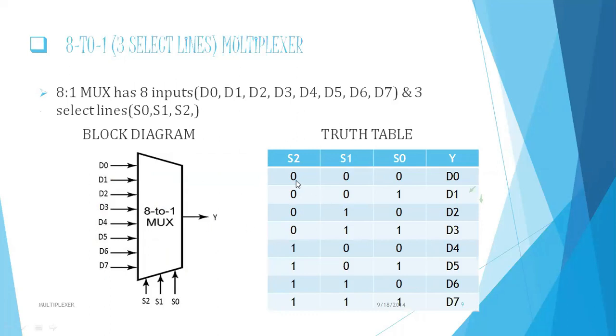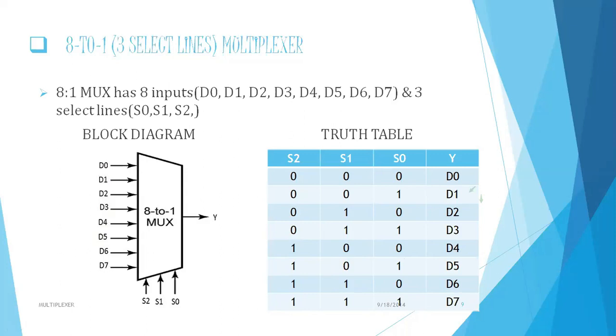See here, 8 combinations: 000, 001, 010, 011, 100, 101, 110, 111. It's simple logic. If you pass the selection lines as 000, you will get the output as D0. If you pass the selection lines as 100, you will get the output as D4 only. And if you pass 111, we will get the output D7. This is the 8 to 1 multiplexer, and based on selection lines only, it will select the output.